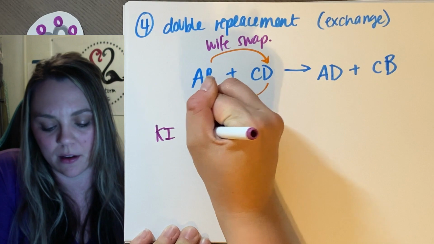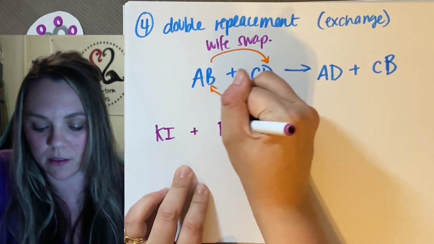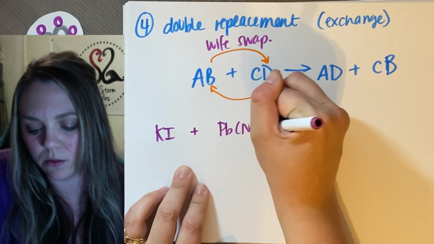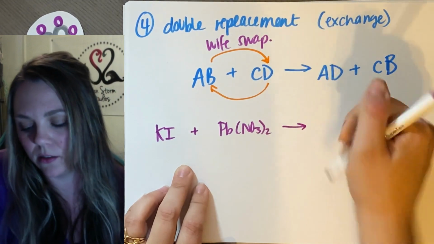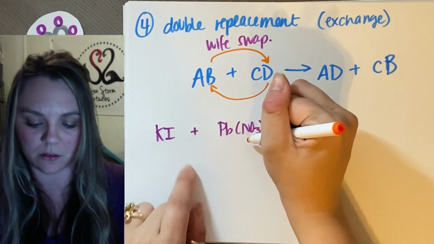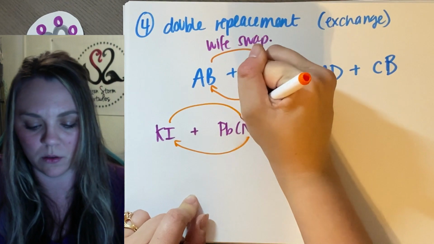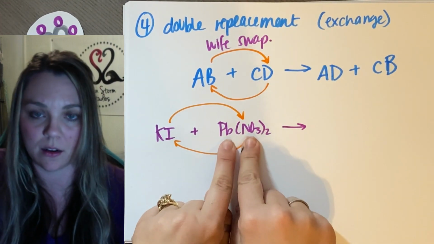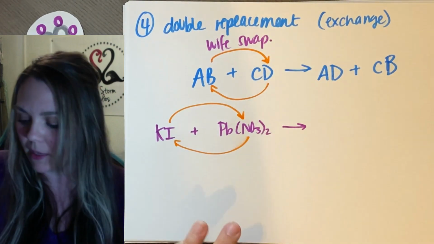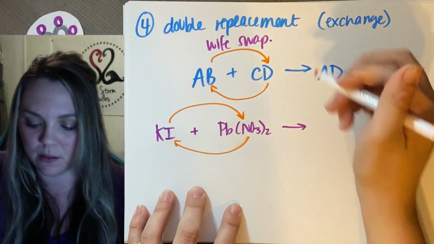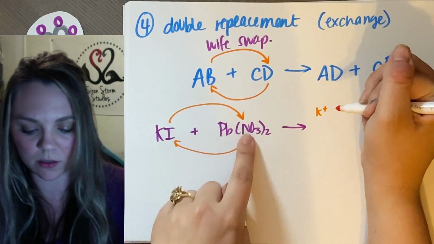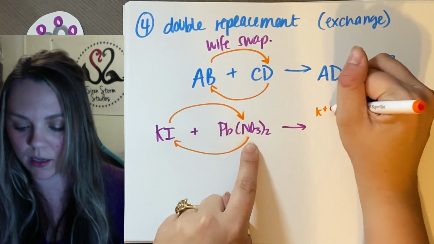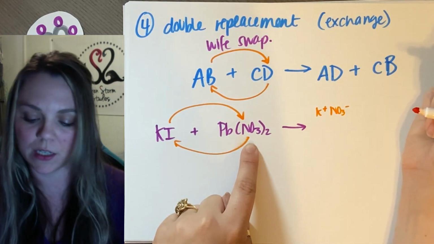And an actual example is potassium iodide plus lead 2 nitrate. Okay, react to make something. So I'm going to wife swap. I have two couples, cation, anion, cation, anion. Okay, flip-flop the anion. So I'm going to get potassium with a +1, bonding to, not iodide, but nitrate.